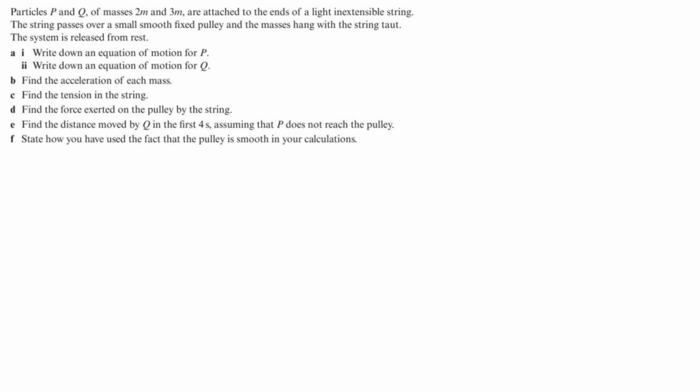Here we're talking about pulleys, right? Where we have two masses, which are 2m and 3m, attached to the ends of a light inextensible string. And they pass through a smooth pulley. This means that the tension has changed in direction. That's all it means, we're just changing the direction of the force.